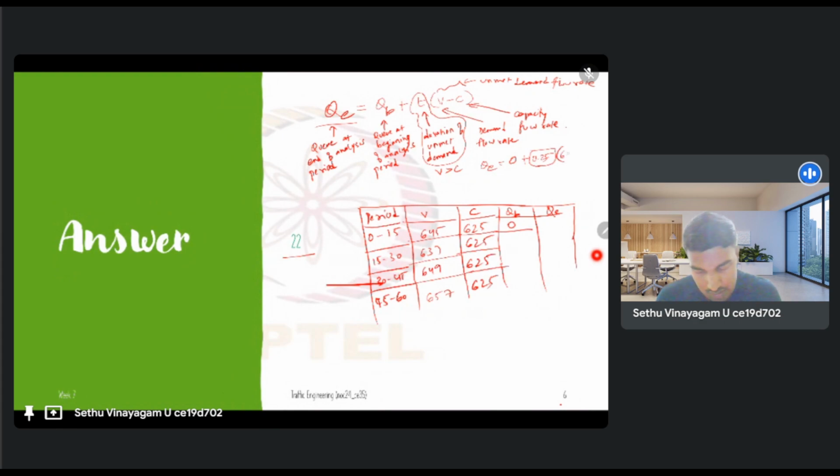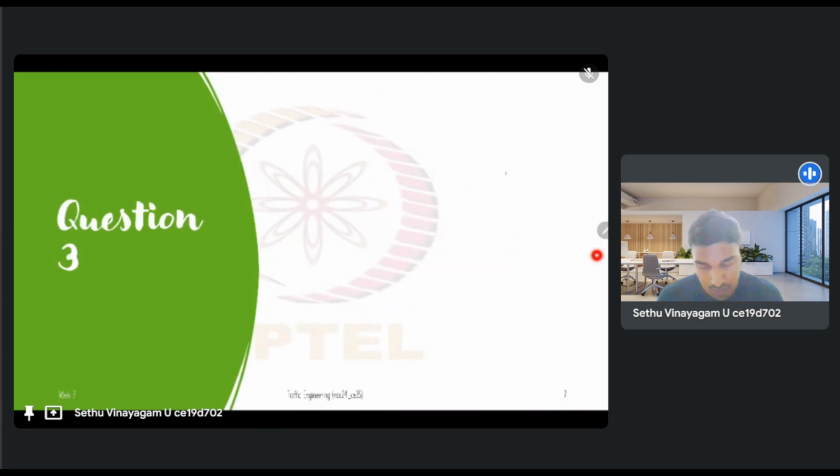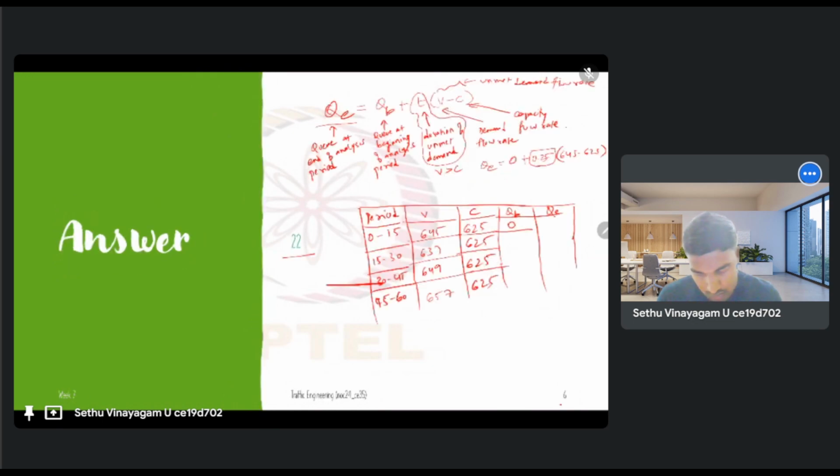So V is 645, C is 625. Okay, so this is 20 into 0.25. So 0 plus 0.25 into 20, which is 5. Okay, so that is your Q at the end of the first analysis period.